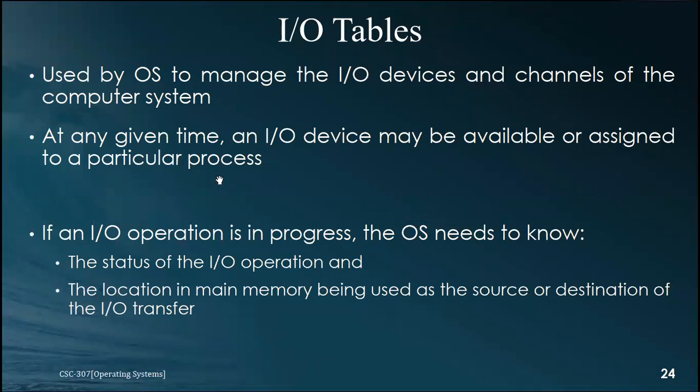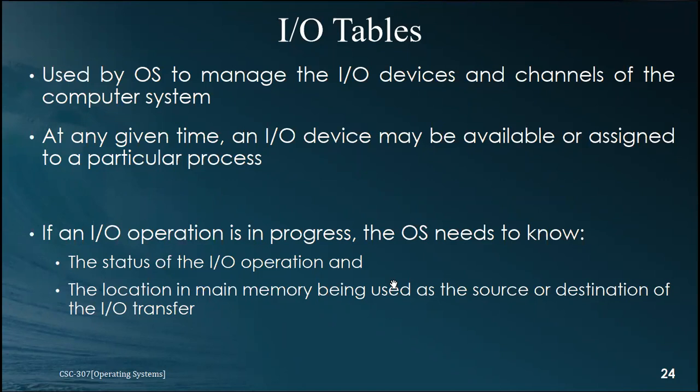So let's assume I have a process, I am playing a game. So mouse, keyboard, these will be allocated as my IO devices. Finally, if an IO operation is in progress, we need the status of the IO operation, like which operation you are doing, and then the location in the main memory being used as the source or destination of the IO transfer. So what location is being used as a source.